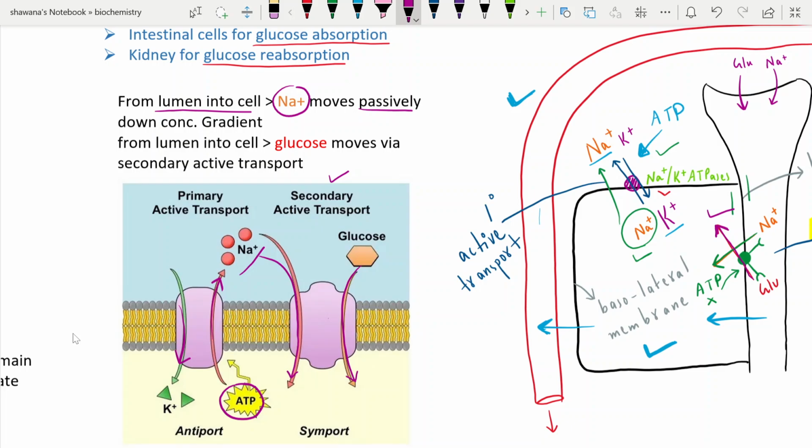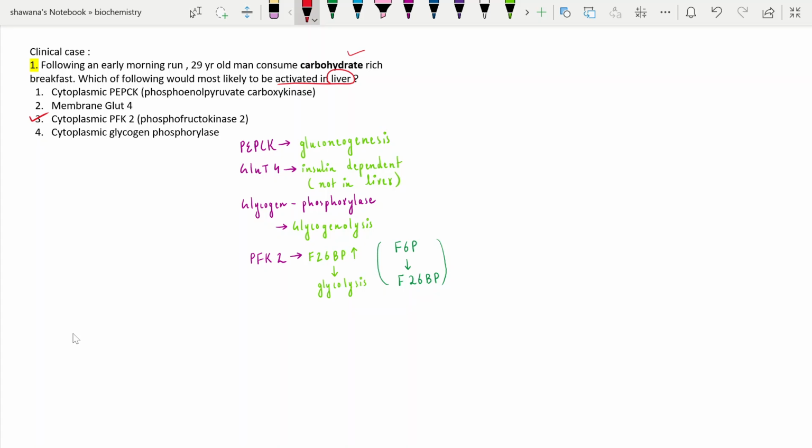Okay, there is the last question. It's a clinical scenario. I need you to remember that, just focus on the question. An early morning run, a 29-year-old man consumed a carbohydrate-rich breakfast. It means that we are consuming a lot of glucose. What would most likely be activated in the liver? Is it cytoplasmic PEPCK, phosphoenolpyruvate carboxykinase? Is it membrane GLUT4? Is it cytoplasmic phosphofructokinase 2? Or is it cytoplasmic glycogen phosphorylase? What is the correct answer? I've mentioned the correct answer, but what is the logic behind it?